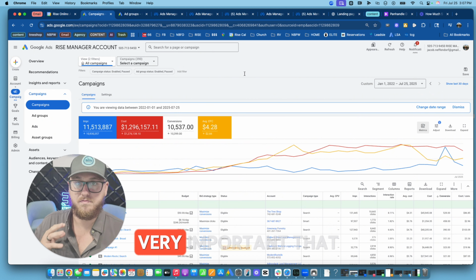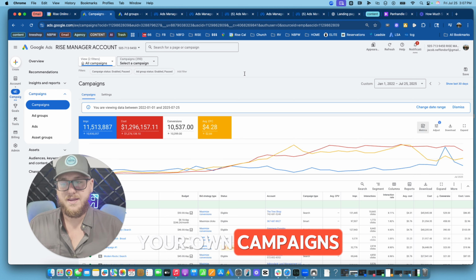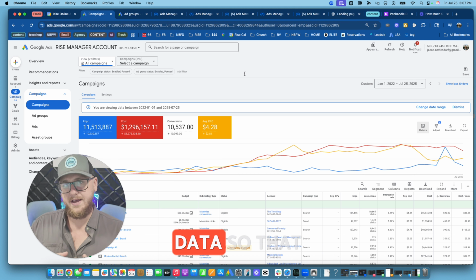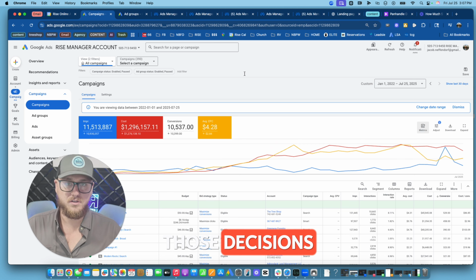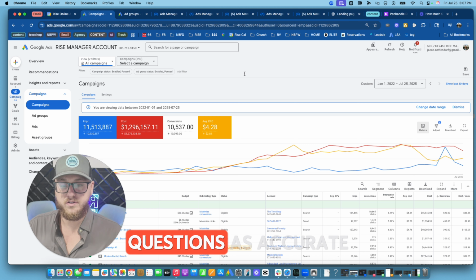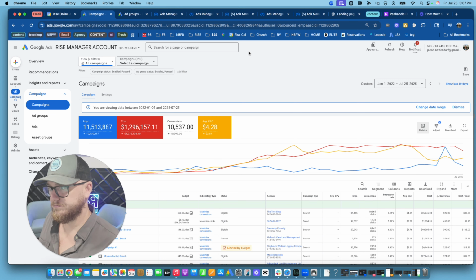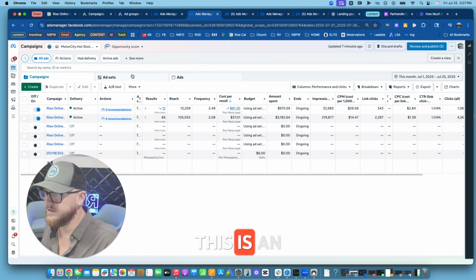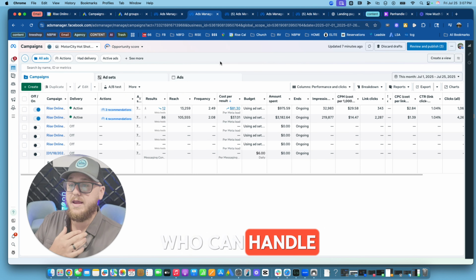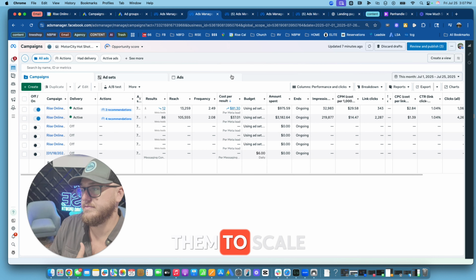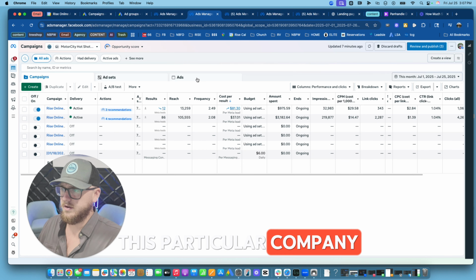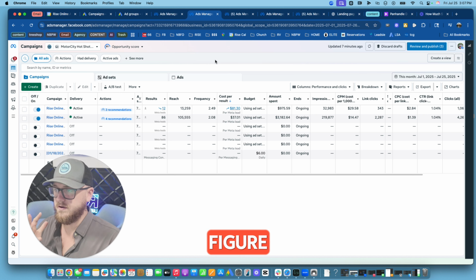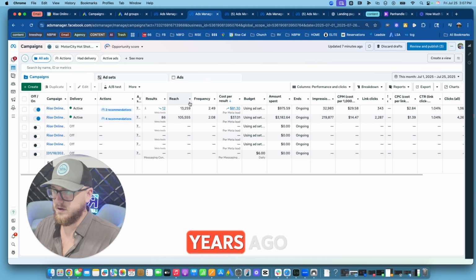But it's very, very important that when you run your own campaigns, you know your data so that you can make those decisions and answer those questions as accurately as possible. I want to show you a few more here. This is an example of somebody who can handle more volume, and it's allowed them to scale. This particular company is multi-7-figure, but wasn't like that a couple of years ago.